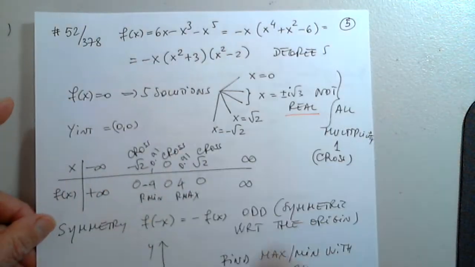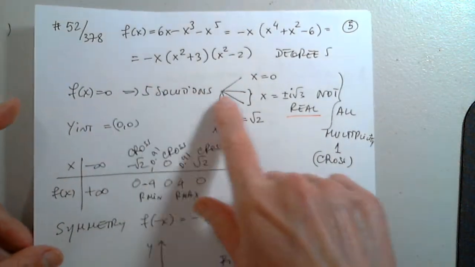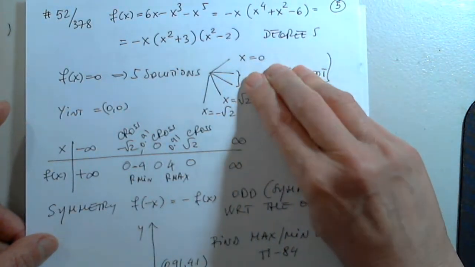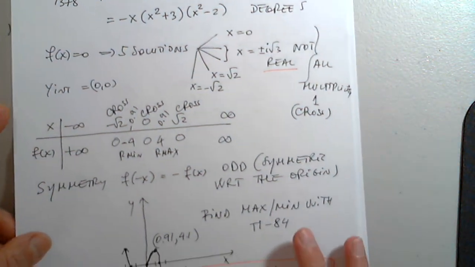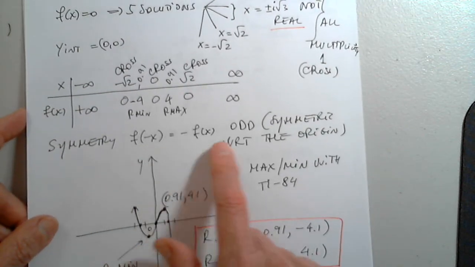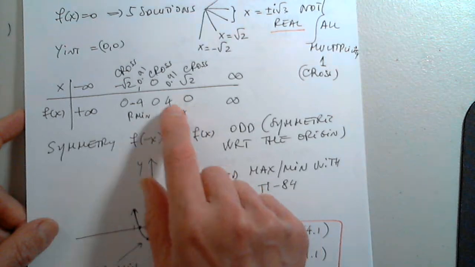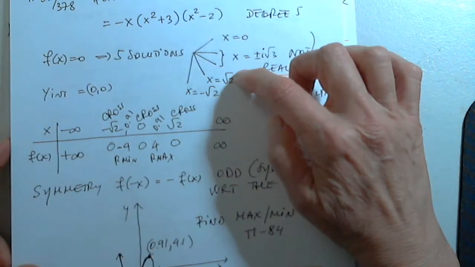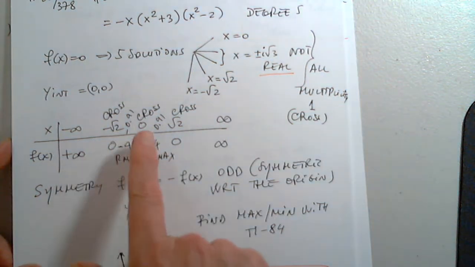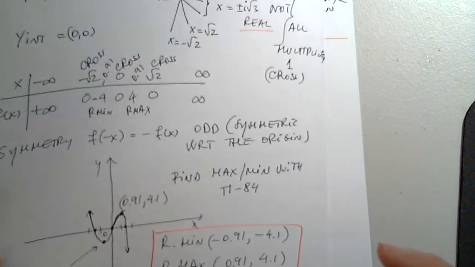Everything is the same for degree 5. The same thing, 5 solutions. However, these two are not real, so they will not be graphed. They don't exist. All the steps are the same. F of -x equals -f of x. I determine the x-intercepts, and they're here. They're all crosses. 0 appears once, and these 2 appear once. Cross, cross, cross.